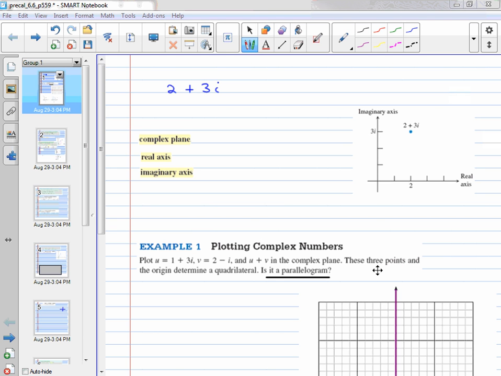Back in Algebra 2, we were introduced to the complex plane where we can graph complex numbers. Instead of having an x and y axis, the complex plane has a real axis for the horizontal and an imaginary axis for the vertical. So if we wanted to graph the number 2 plus 3i, 2 is the real value, so I go right 2 in the real direction. 3 is the imaginary value, so we will go up 3 in the imaginary direction.